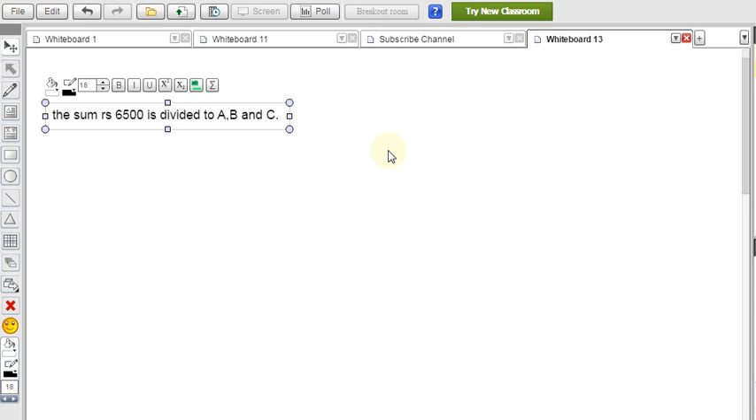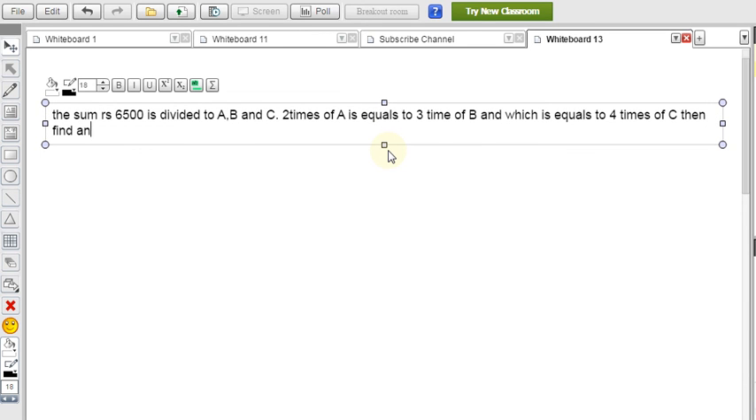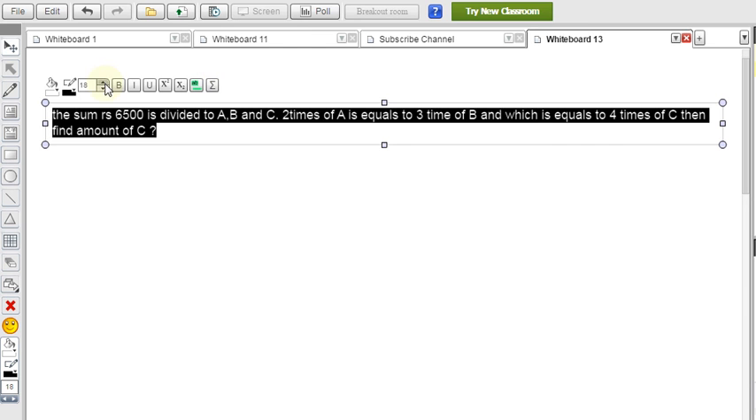So 2 times A equals 3 times B, which equals 4 times C. So in this way they distributed. So 2 times A is exactly equal to 3 times B and 4 times C. Then find the C value, find the amount of C. So you need to find the amount of C.